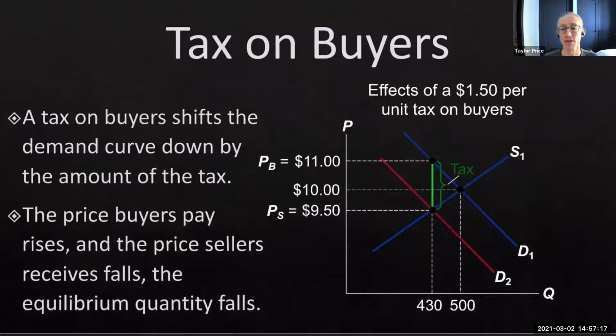So note here that the impact on buyers and sellers is different. There is a dollar difference here, but only a 50-cent difference here. That is how the burden is shared unequally between the two. Buyers are having a larger portion of the tax burden than sellers in this particular case.